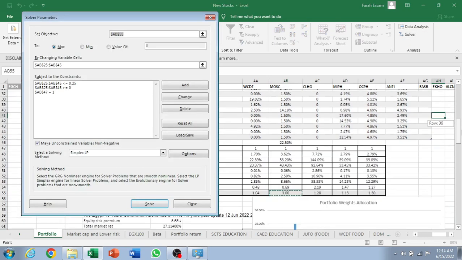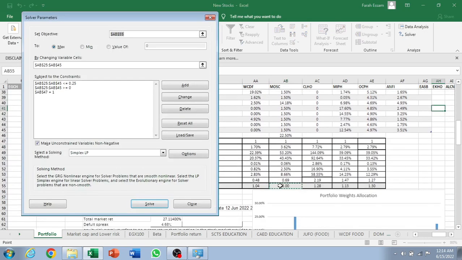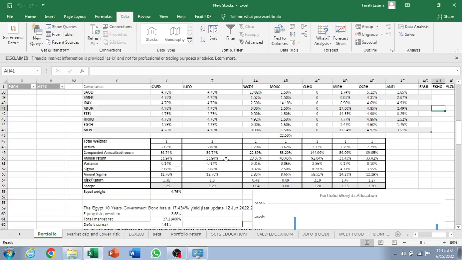In order to maximize the objective function, which is the Sharpe ratio, I changed the variable cells, which are the weights of my stocks. My constraints were that I don't want to invest in one stock by more than 25%, and I do want to invest in all stocks, with each weight having a value greater than or equal to 0, and the summation of all of my stocks must equal 1.